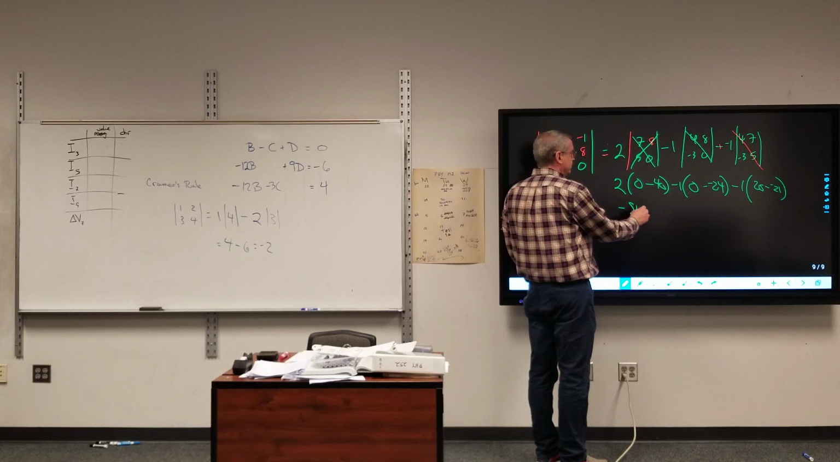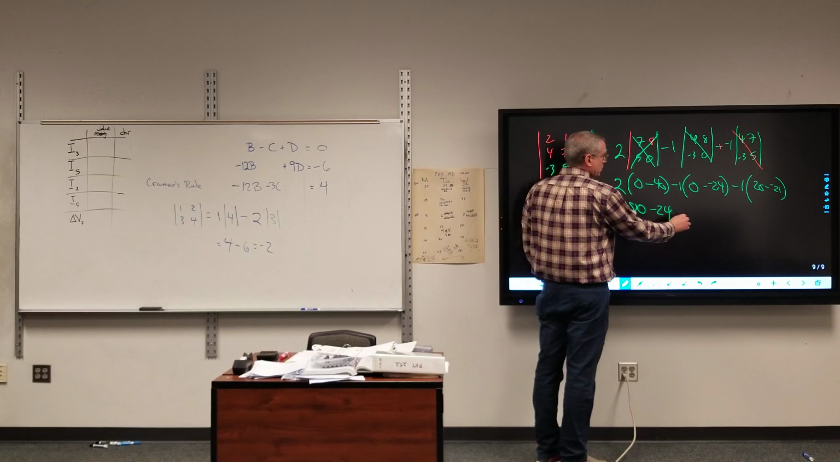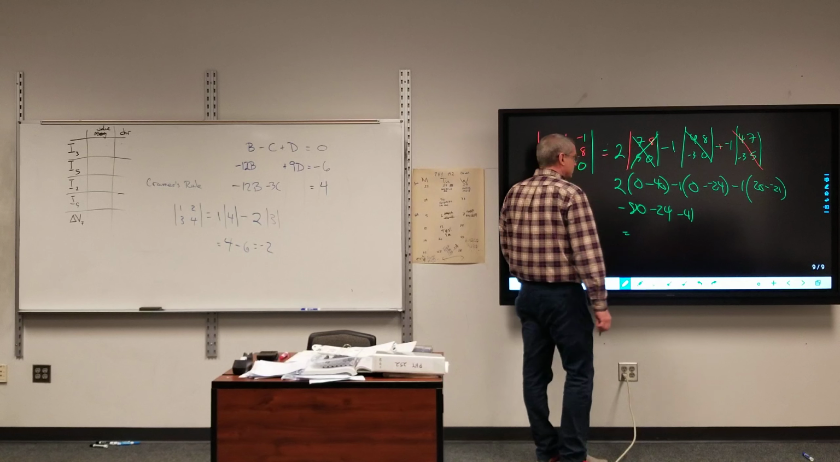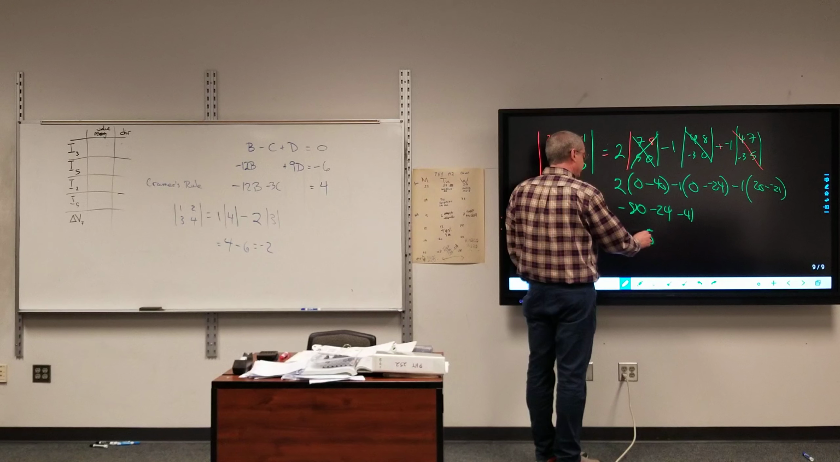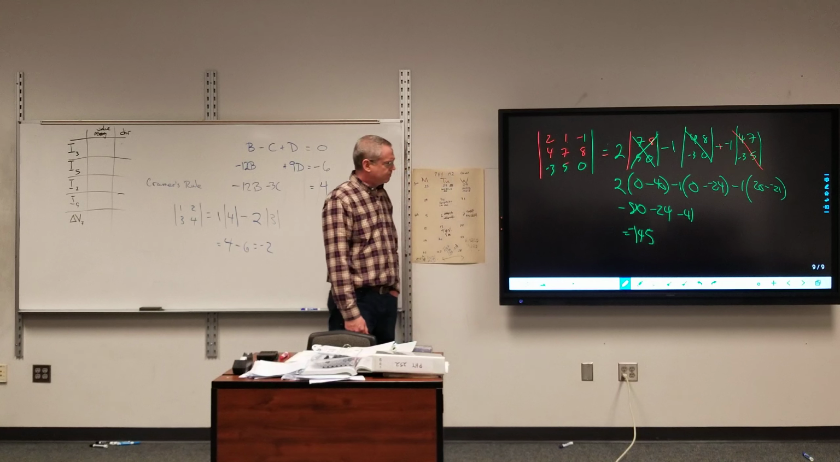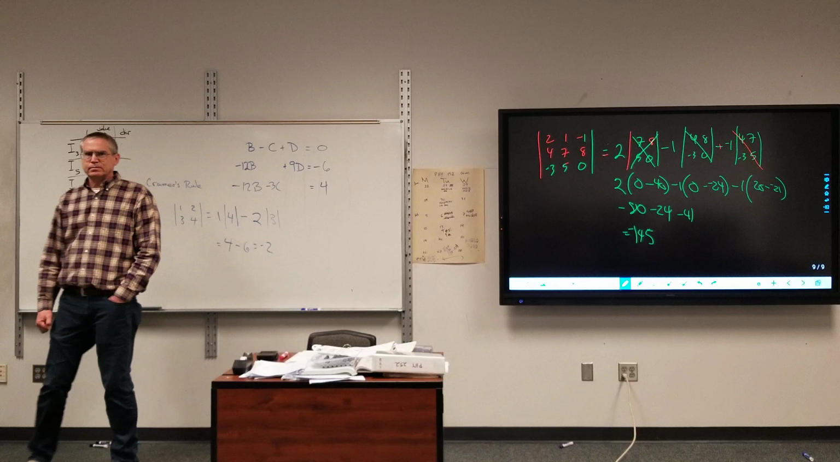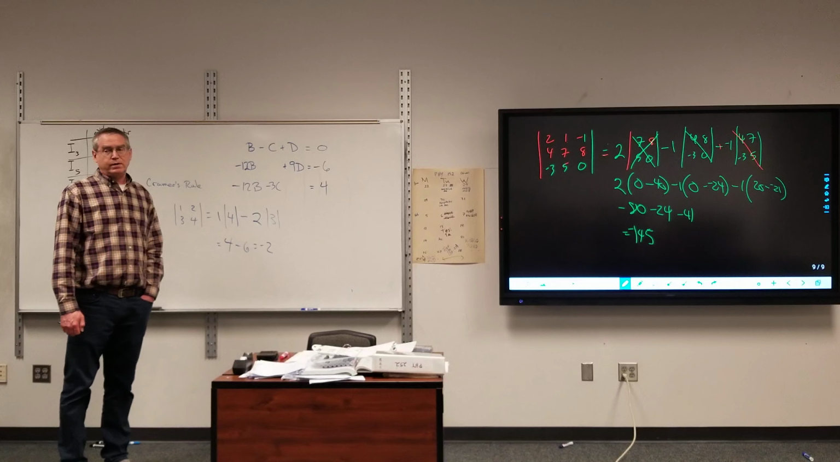So I get negative 80 minus 24 minus 41. Doing the fancy math, I get negative 145. Okay. All right. Questions on that?